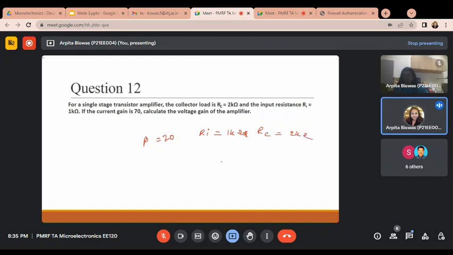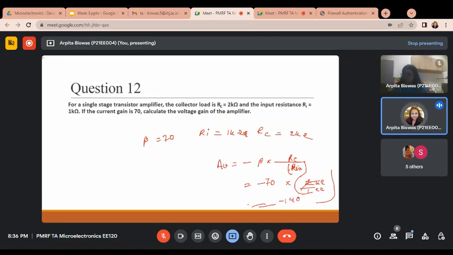Then what is the value of VB? VB will be considered as 0.7. You can directly calculate here, no? The AV equals beta into output voltage by input voltage. So what is the value of beta? 70, and 2 by 1 kilo ohm, so it is minus 40.